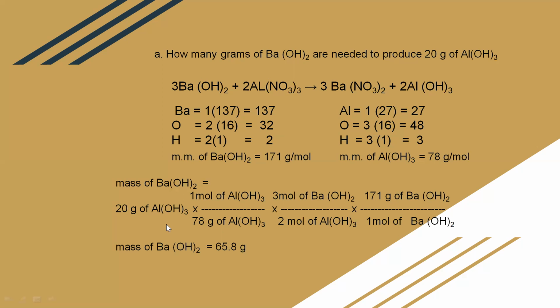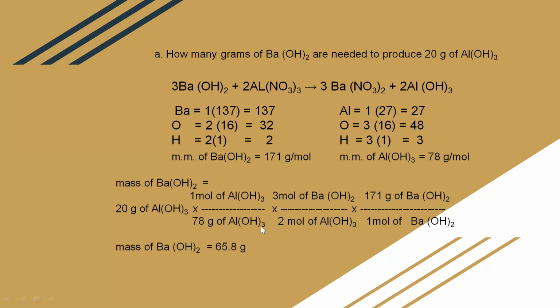So let's continue. The mass of barium hydroxide: in the given problem, we have 20 grams of aluminum hydroxide times 1 mole of aluminum hydroxide over 78 grams of aluminum hydroxide, which is the molar mass of aluminum hydroxide, multiplied by 3 moles of barium hydroxide over 2 moles of aluminum hydroxide. Where did we get this? From the coefficients here. Then times 171 grams of barium hydroxide, the molar mass of barium hydroxide, over 1 mole of barium hydroxide.